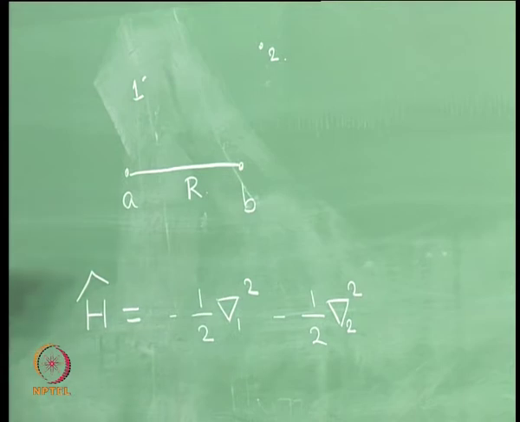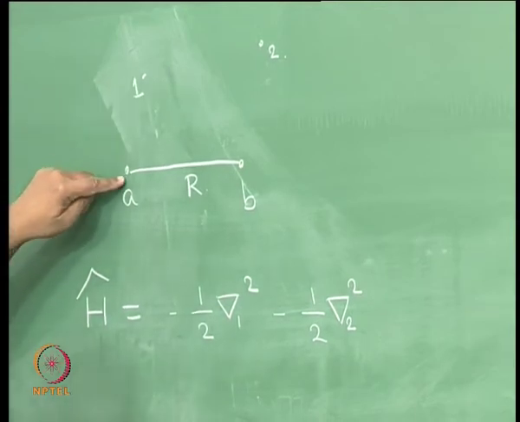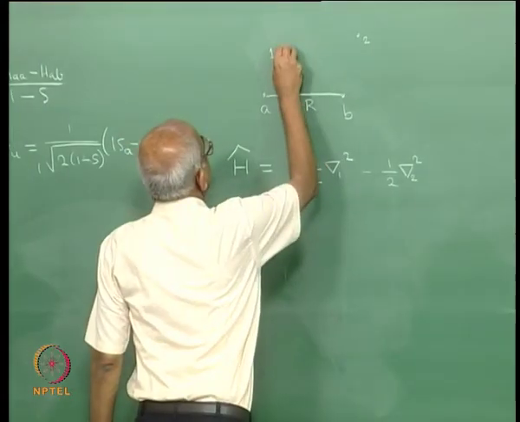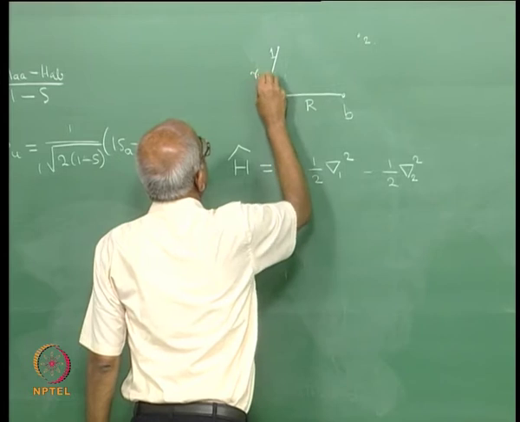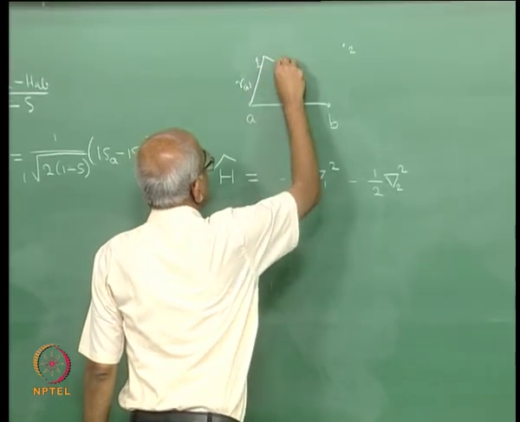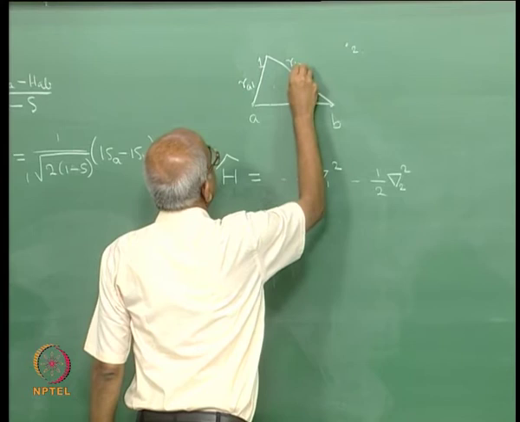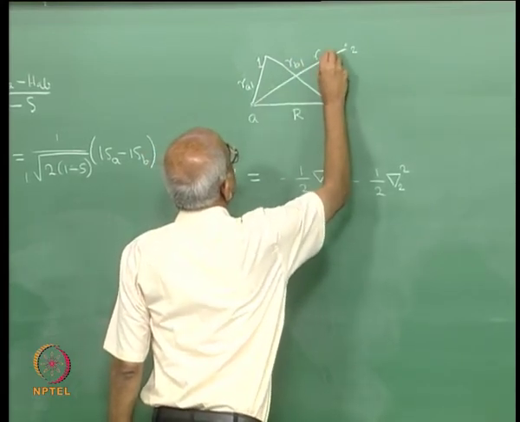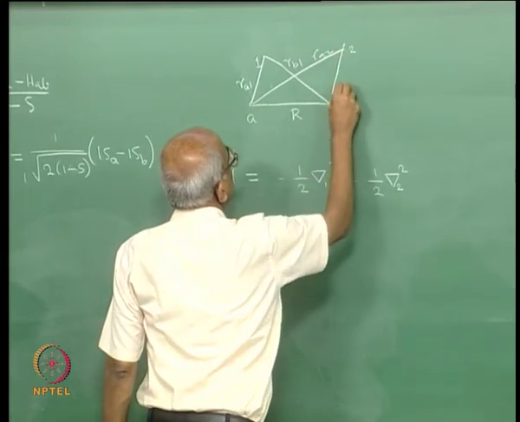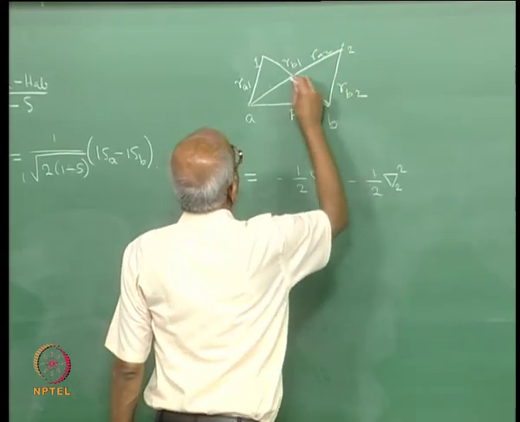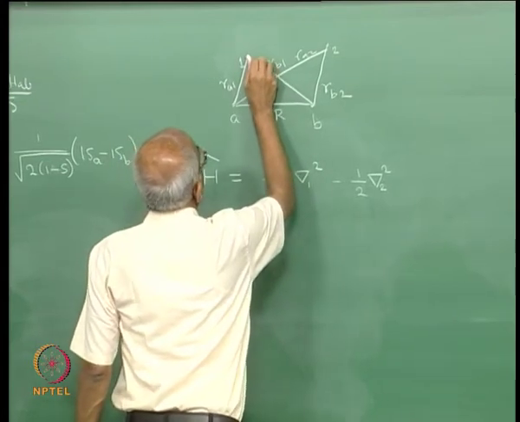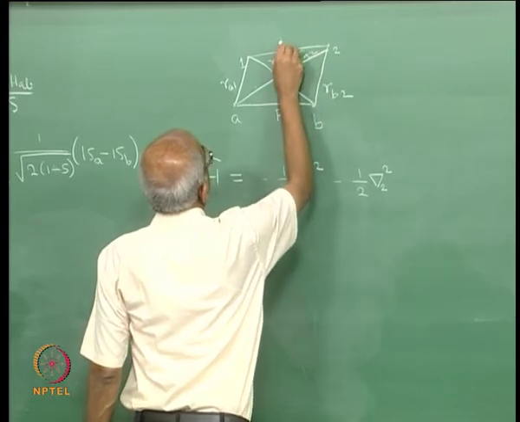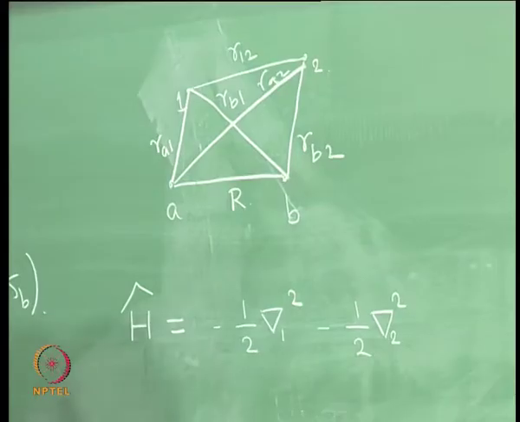And then I have to worry about the interaction of electron 1 with nucleus A, and its interaction with nucleus B. The distance of electron 1 from nucleus A, I will call RA1. This distance will be called RB1. That will be RA2, and this will be RB2. And of course, there is a repulsion between electrons 1 and 2, so this distance also is important, and I will call it R12. The notation is actually obvious.